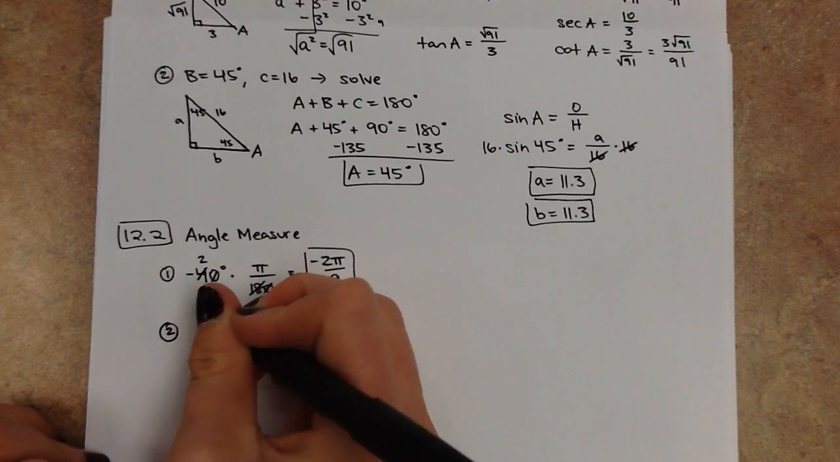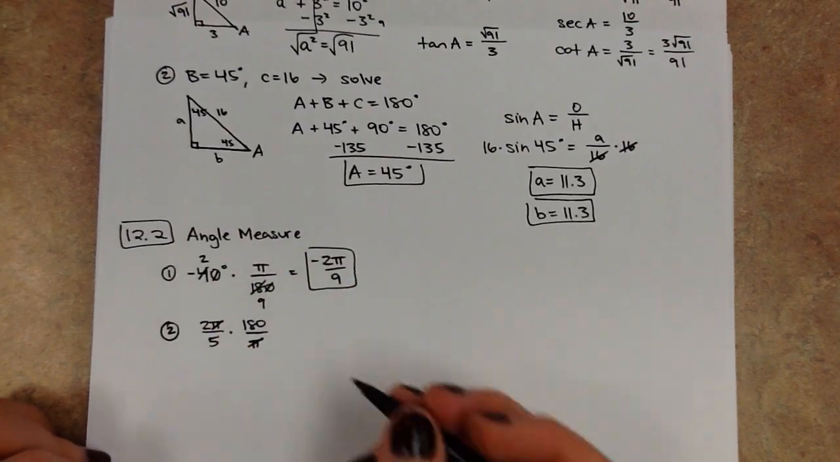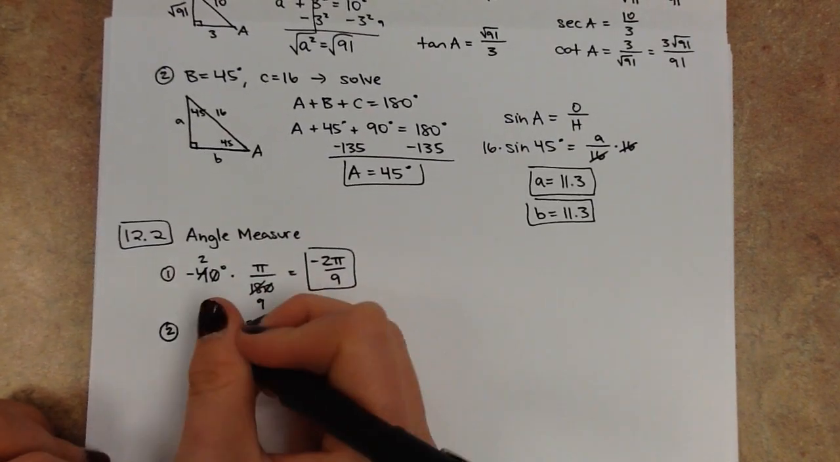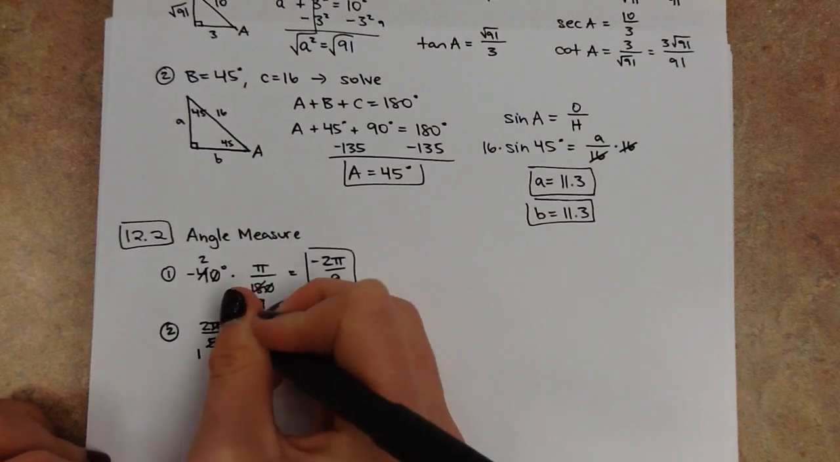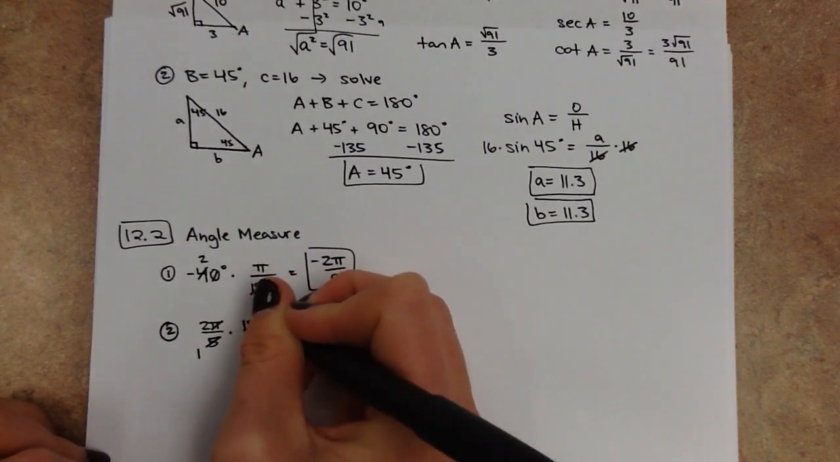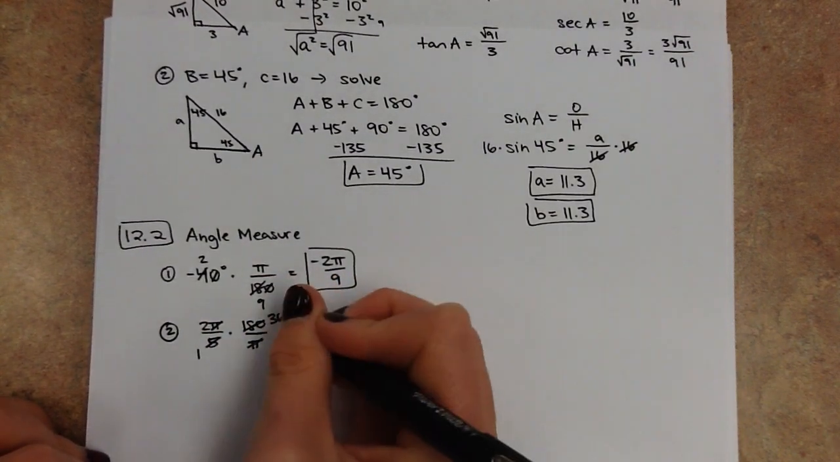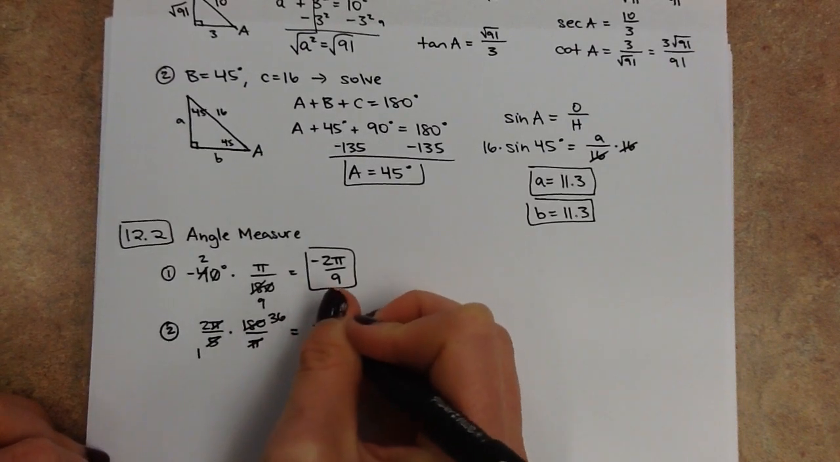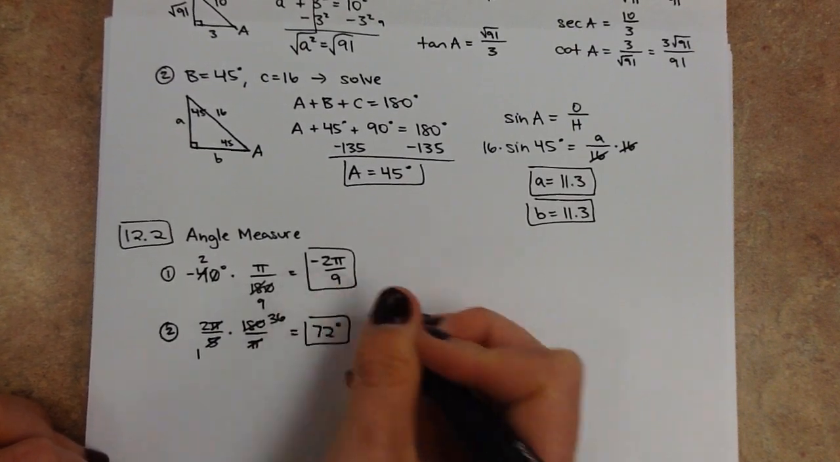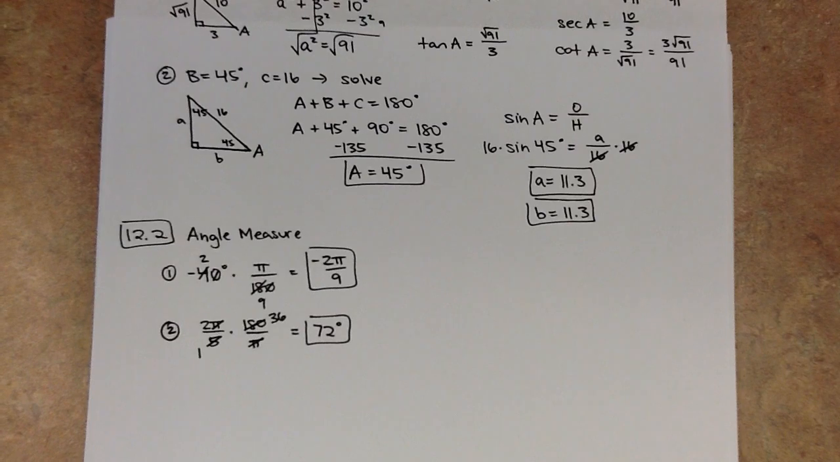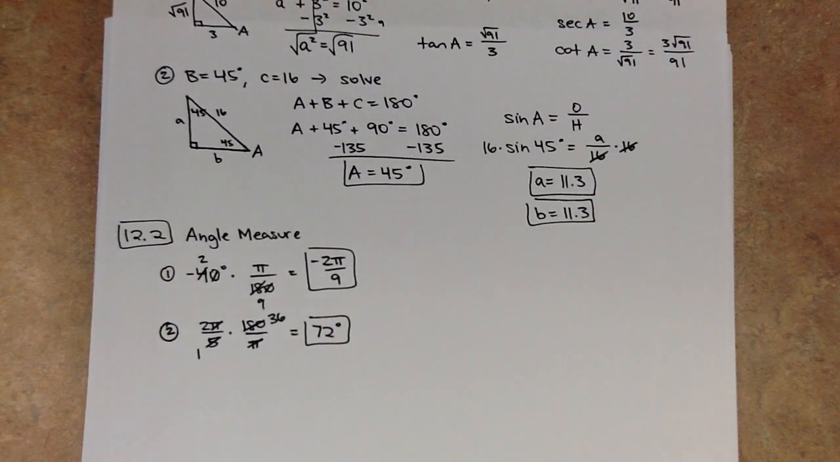And you'll see what's going to happen here. The pi's will cancel. 180 and 5 are both multiples of 5. So here this leaves me with 36. And so I get 72. 72 degrees would be 2 pi over 5. Okay, so you get to convert back and forth.